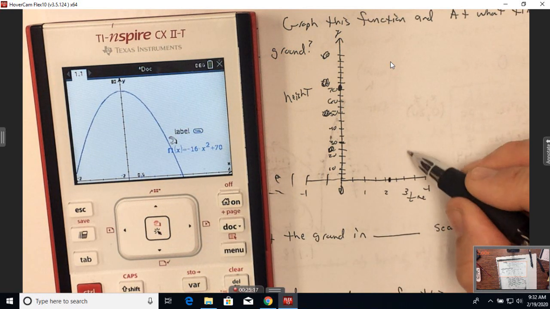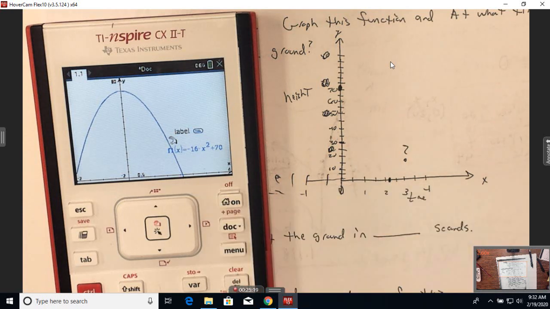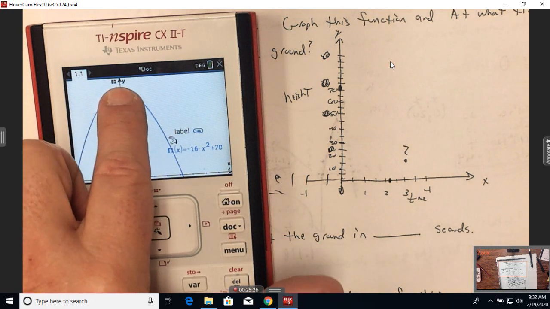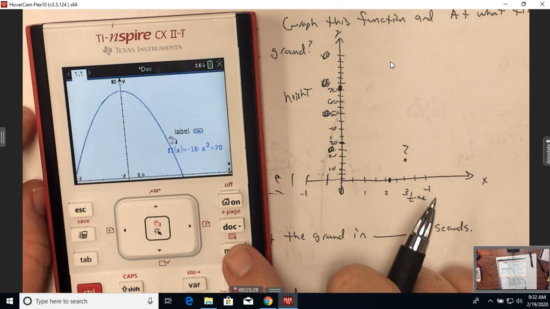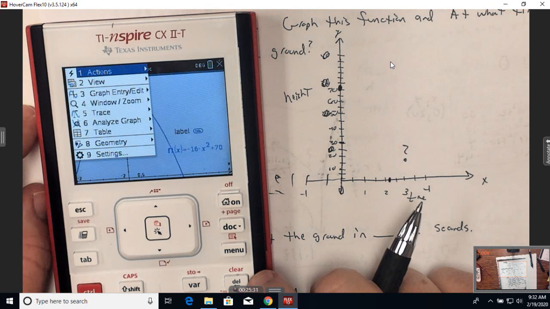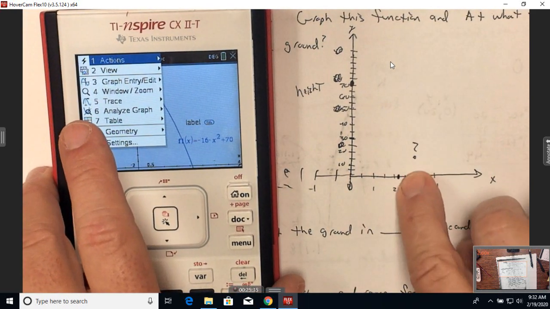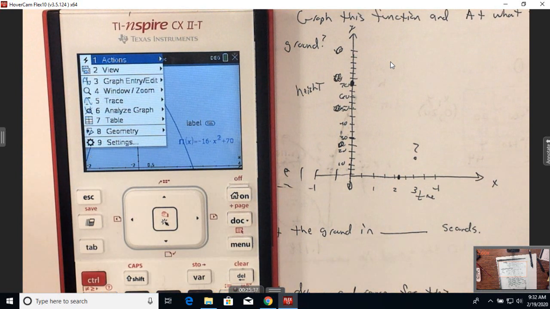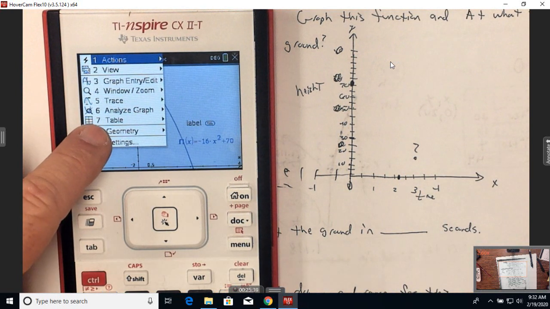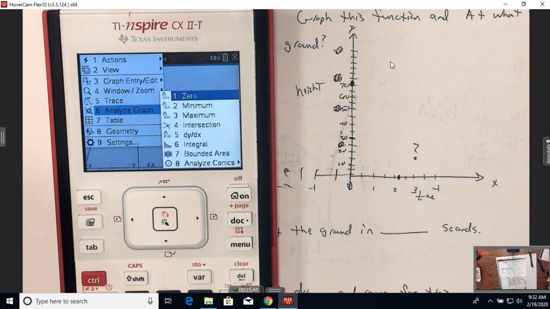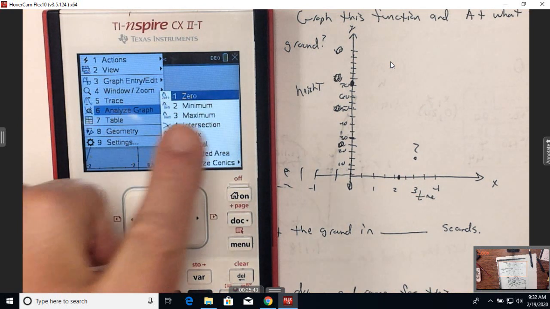Where is that? Can y'all tell me where that hits that axis? What's that called, where it hits the axis, or where it hits the ground? It starts at 70. We know that. Where does it hit the ground? Go to Menu. Where do I go now? Y'all tell me what to do. How do I find the x-intercept? Analyze graph. All those features of graphs are there. That's number 6. And then I go to x-intercept.